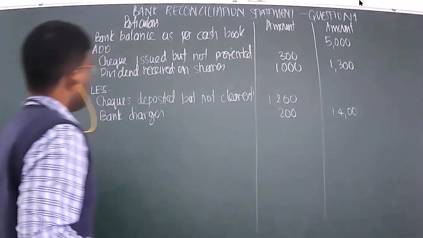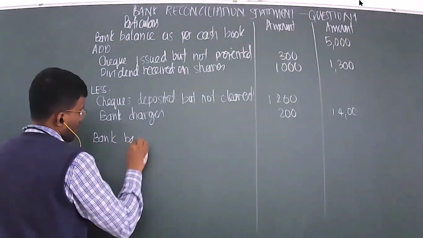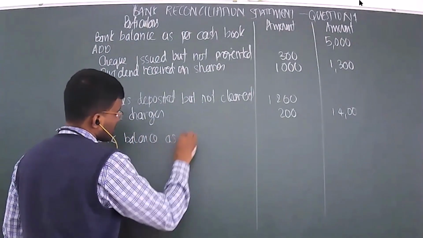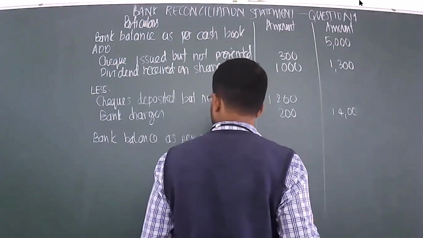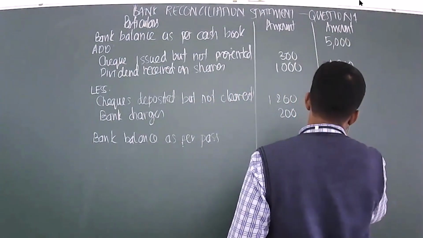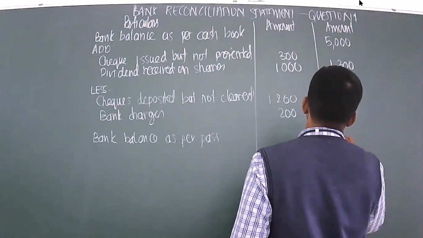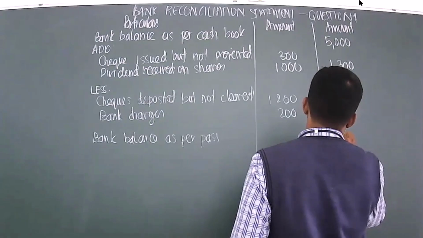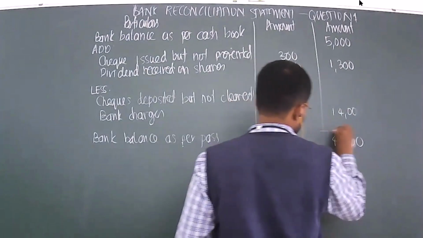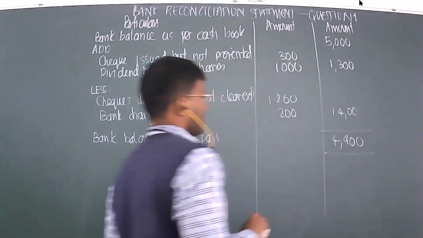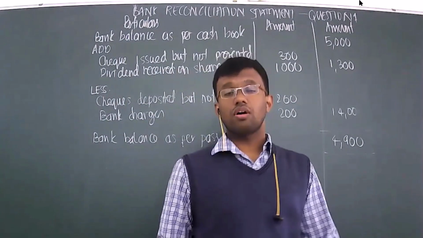Okay. Now when we do this, what do we get? We get bank balance as per passbook. Bank balance as per passbook is 5,000. Sorry, it's 4,900. It is 4,900. Okay, so with that we have completed the first question on the preparation of the BRS.